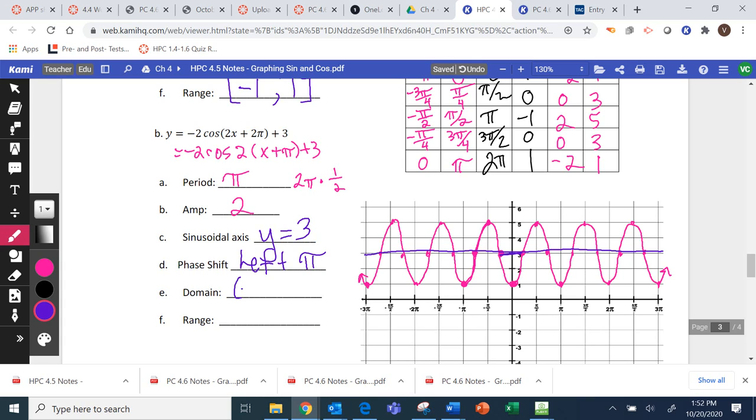Domain is all real numbers, so negative infinity to positive infinity. Range goes all the way down to 1 and up to 5. All of that information I can get from the equation and table. You don't need the graph to get all that information. You can use the graph. Why is it brackets? Because if I have a value that actually is that value, then it will have brackets, like it equals to. And everything in between.